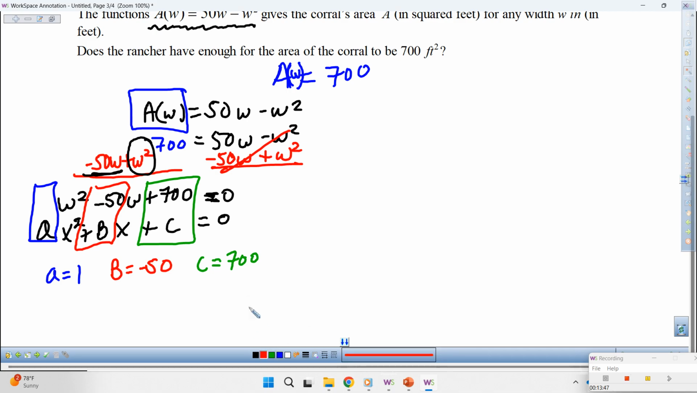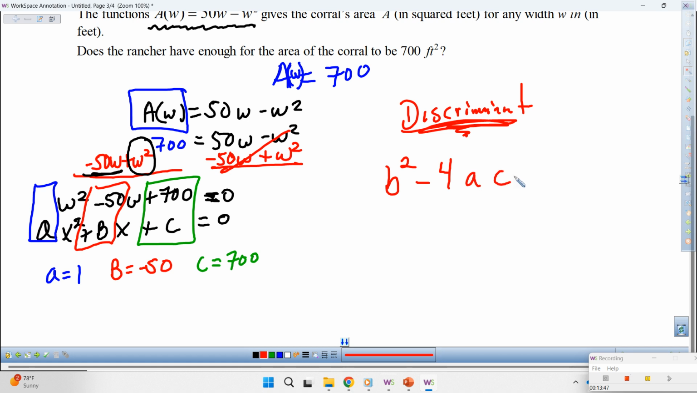All right? So now that we have our values, check this out. We are using the discriminant. Hopefully you guys remember, what was the discriminant? B squared minus 4AC. That came from the quadratic formula, right? So here we go. Let's substitute values in here. What is B? B is negative 50. A is 1. And C is 700.